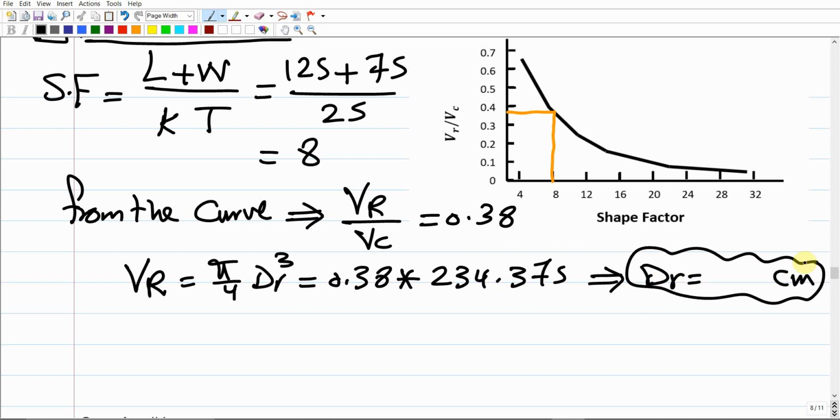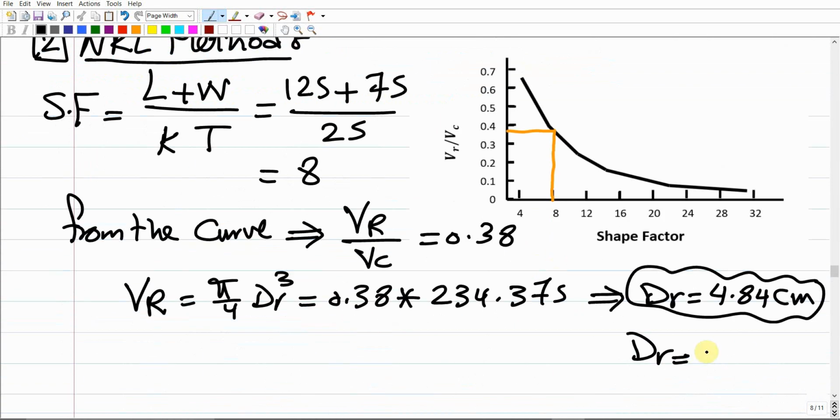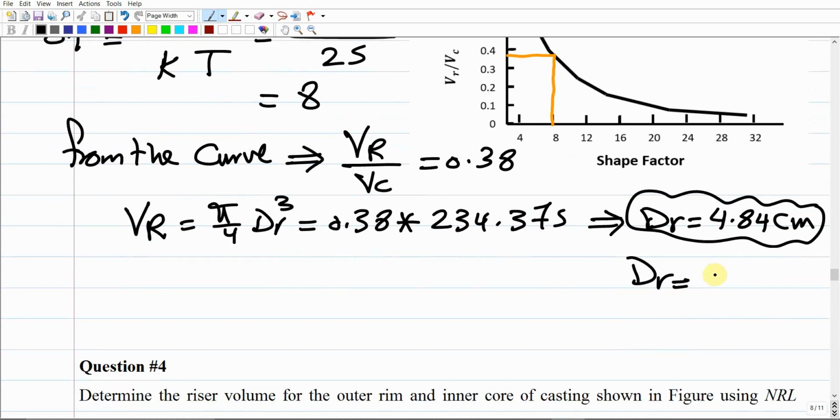So if we did the calculation, 0.38 times 234.375 times 4 divided by pi, to the power of 1/3, this is going to give us 4.84 centimeter, which I'm just going to assume is very close. We got 4.99 up there, and here we are getting 4.84. So it is very close. As you can see, the two methods almost give the same result.